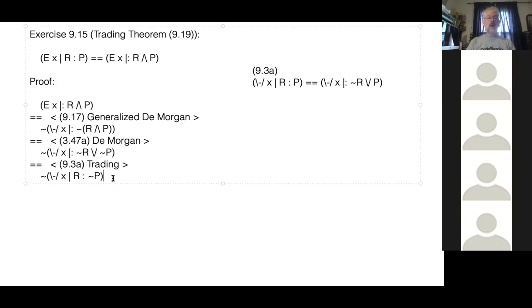Okay. So then now we've gotten to here. We're trying to get to here. And that actually is just generalized De Morgan again. So generalized De Morgan says if we go from an exist to a for all, we put a negation out front and we negate the body. Well, we can just do it in the reverse order and take away the negation here, take away the negation here, and turn that into an exist. So we'll just use 9.17 again, but in the other direction.